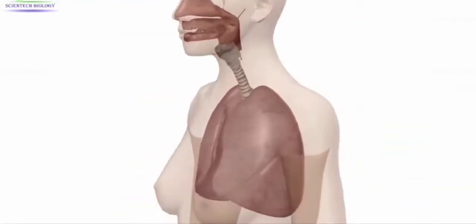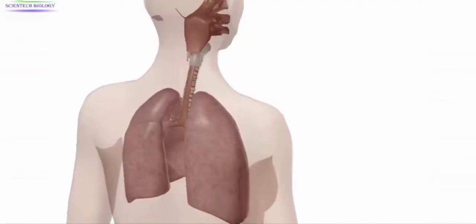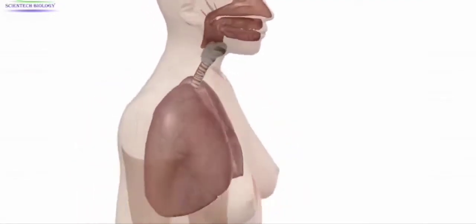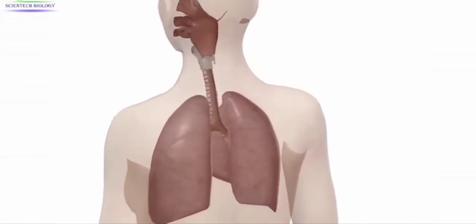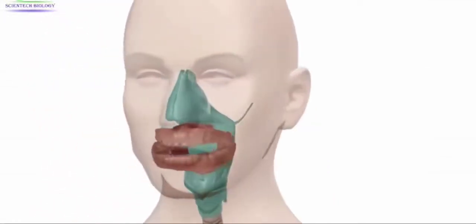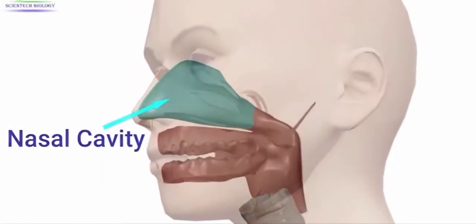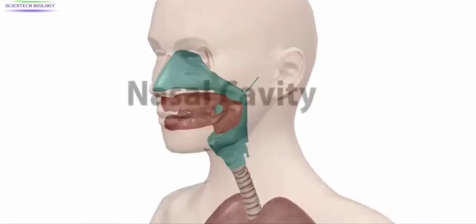So first, coming to the anatomy and physiology of the respiratory system. The human respiratory system has two parts, the upper respiratory system and the lower respiratory system. The upper respiratory system consists of the nasal cavity, pharynx and larynx.